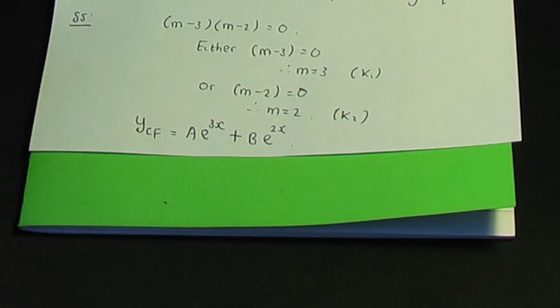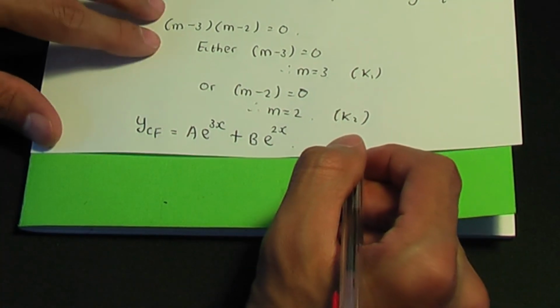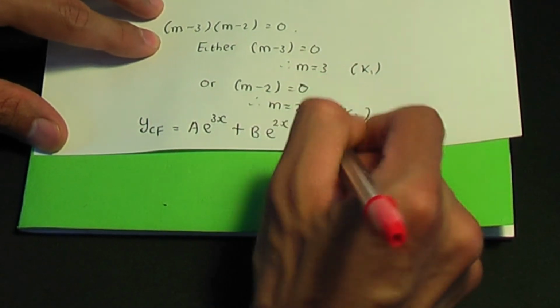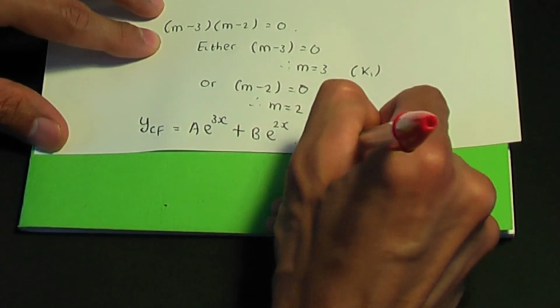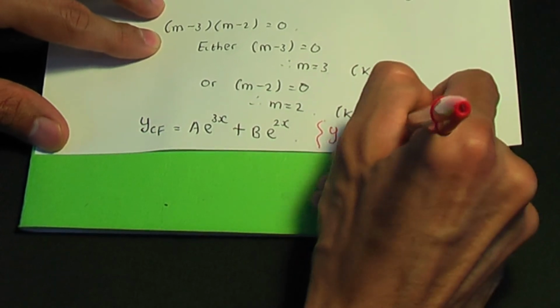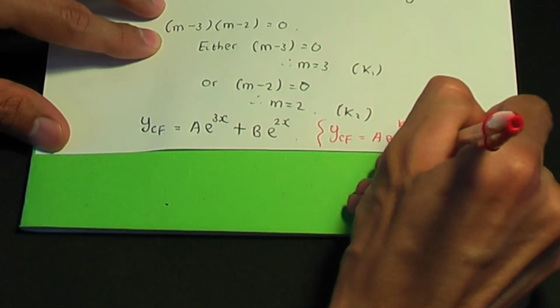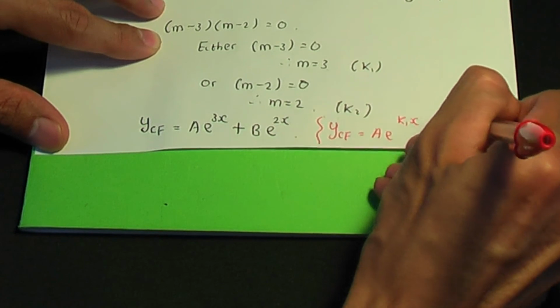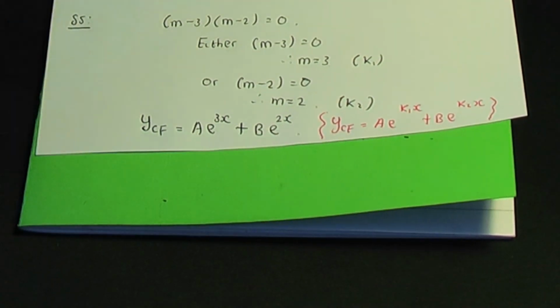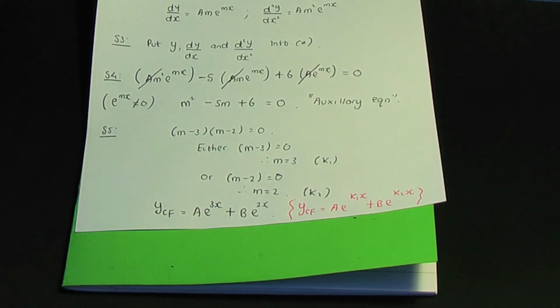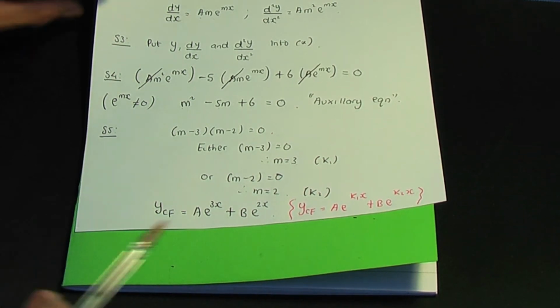Okay, so remember the form of your complementary function for real and different values for m. So let me remind you in red. So remember YCF is A e to the K1x plus B e to the K2x. Okay, so that completes step number 5. Okay, choosing the appropriate YCF. So let me continue on the reverse. So now we need to work out the particular integral.